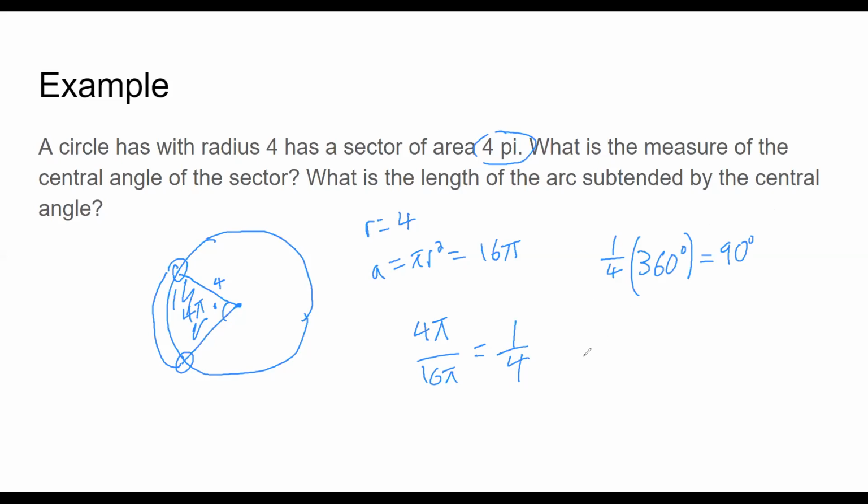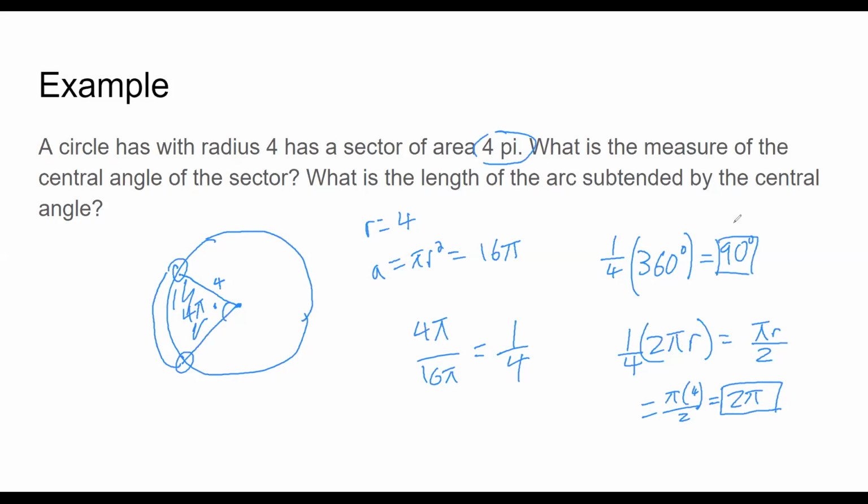Subtended is a fancy word. Okay, so then, well, we know it's 1/4 of the full circle at this point. We just do 1/4 times the circumference, which is 2 pi r. And here we get pi r over 2. And we know the radius is 4. So then we plug in the radius. So it's pi times 4 over 2. So that gives us 2 pi. So that's the length of the arc. We have the angle and the arc length.